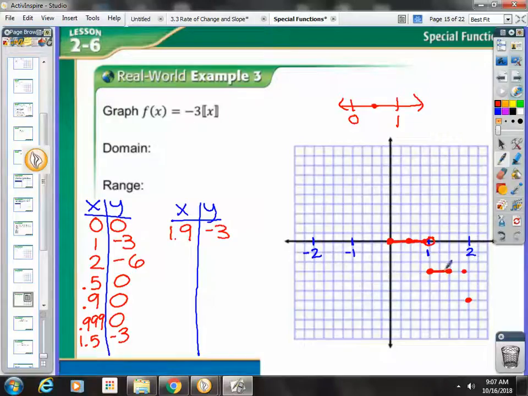So I know that stair step is going to continue all the way over to 1.9. What if I pick something even closer to 2? 1.999. That's really close. What's the greatest integer of 1.999? Still 1. And 1 times negative 3 is negative 3. But I know if I put 2 in, it's going to drop down to negative 6. So that stair step has to be ending. What can I put there at 2, negative 3 to show that that stair step has ended?